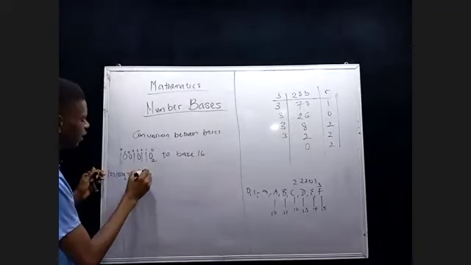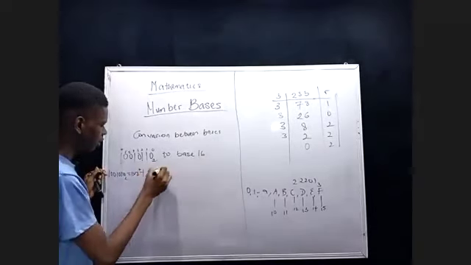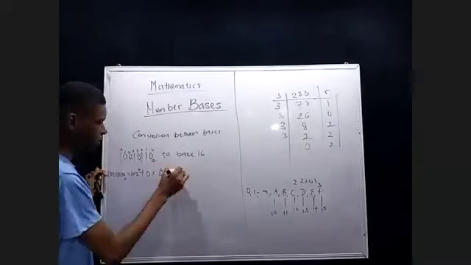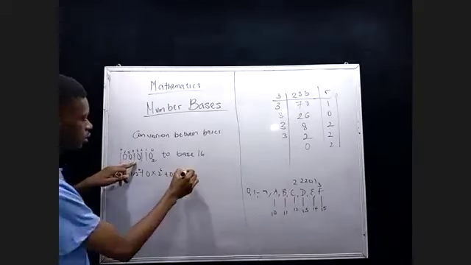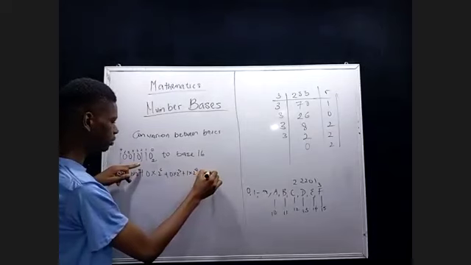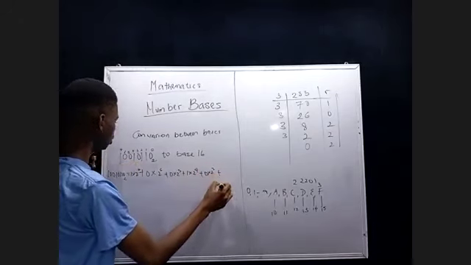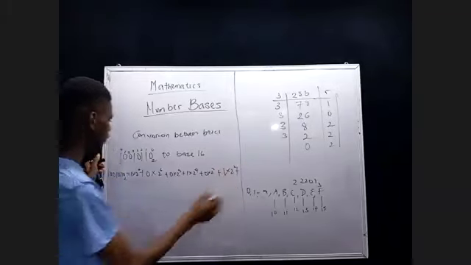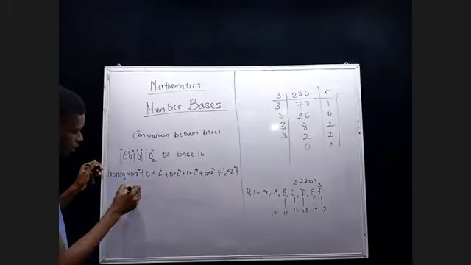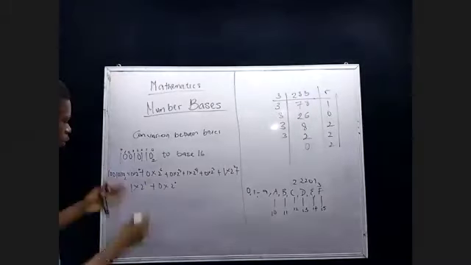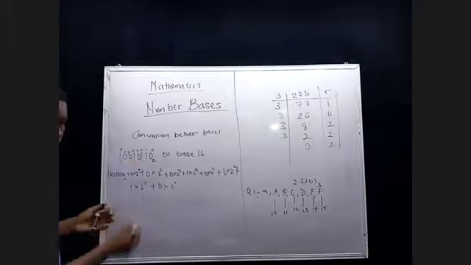So I have 0 times 2 raised to the power of 6 plus 0 times 2 raised to the power of 5 plus 1 times 2 raised to the power of the index of that, which is 4, plus 0 times 2 raised to the power of 3 plus 1 times 2 raised to the power of 2, then plus 1 times 2 raised to the power of 1, and 0 times 2 raised to the power of 0. What I'm going to do here is simply take this one after the other.